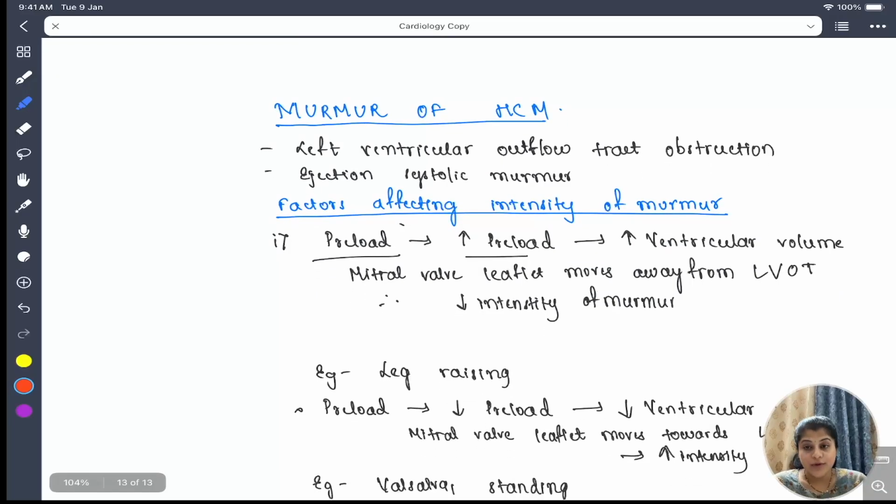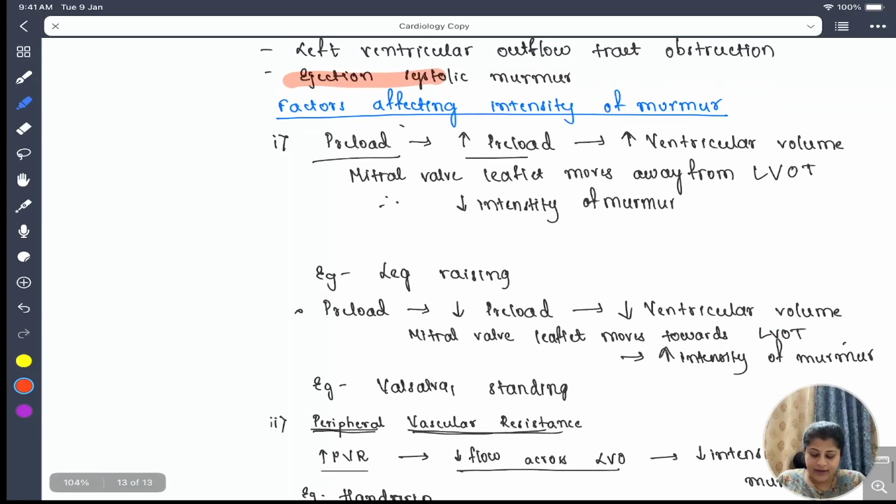The important thing is the murmur of HCM, which is an ejection systolic murmur. Which are the maneuvers that increase the intensity? Valsalva maneuver and standing. You can ask the patient to perform Valsalva maneuver. Valsalva maneuver will reduce the preload. Reducing the preload will reduce the ventricular volume. The mitral valve leaflet will come towards the left ventricular outflow tract and the murmur intensity increases.